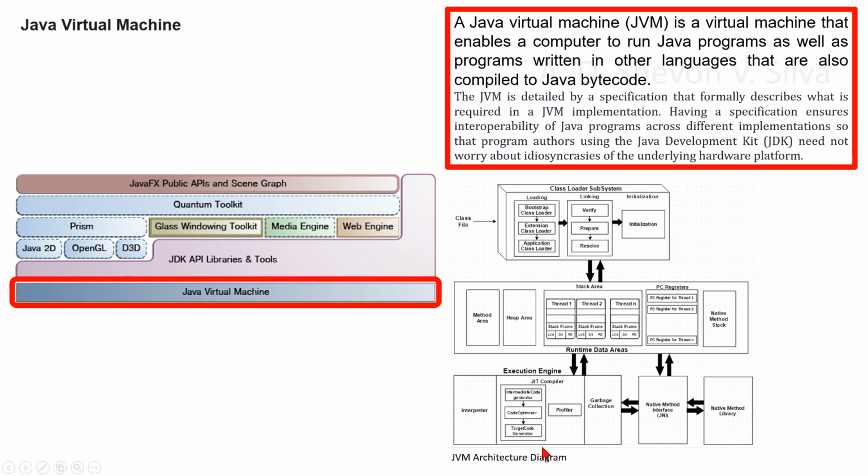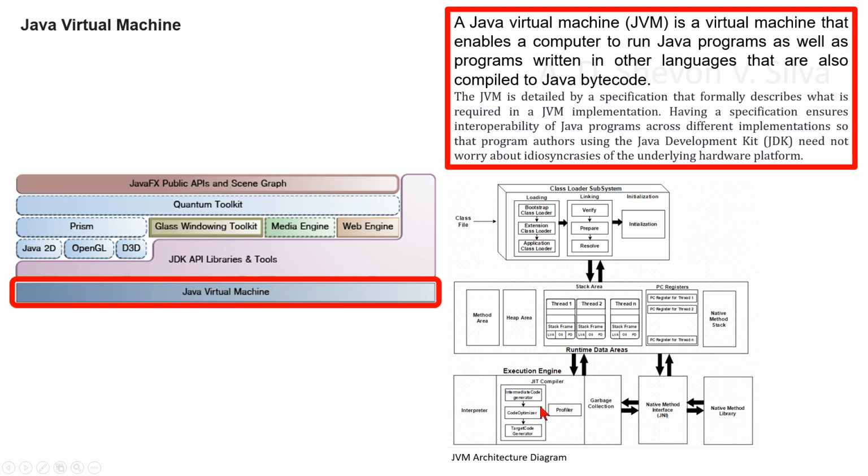JIT compiler. The JIT compiler neutralizes the disadvantage of the interpreter. The execution engine will be using the help of the interpreter in converting bytecode, but when it finds repeated code, it uses the JIT compiler, which compiles the entire bytecode and changes it to native code. This native code will be used directly for repeated method calls, which improves the performance of the system.